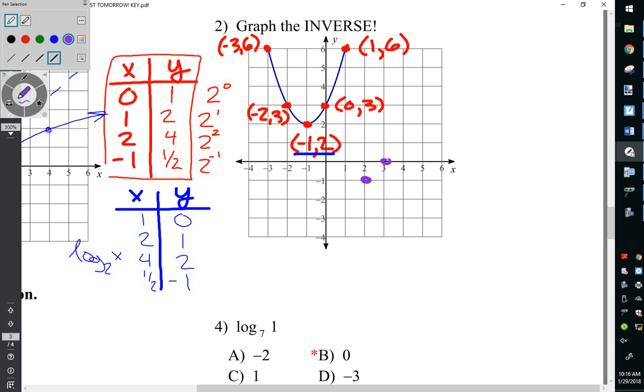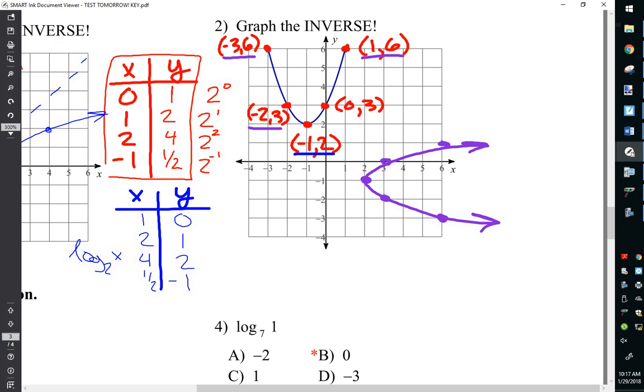0, 3 is going to be 3, 0. Negative 2, 3 is going to be 3, negative 2. 1, 6 is 6, 1. And negative 3, 6 is 6, negative 3. Once I got those dots, I'm going to connect them. Should give me a parabola that looks just like that.